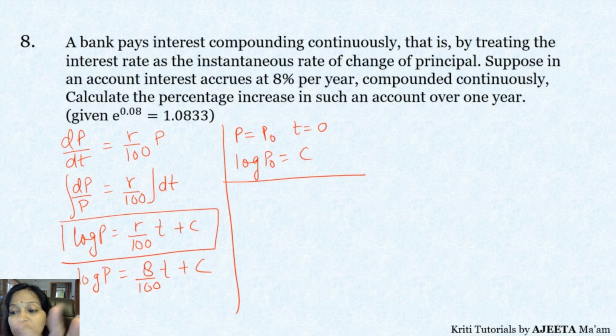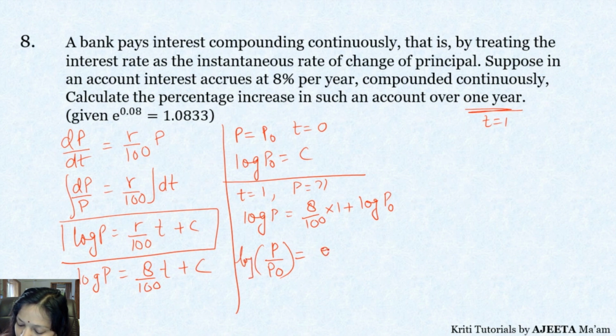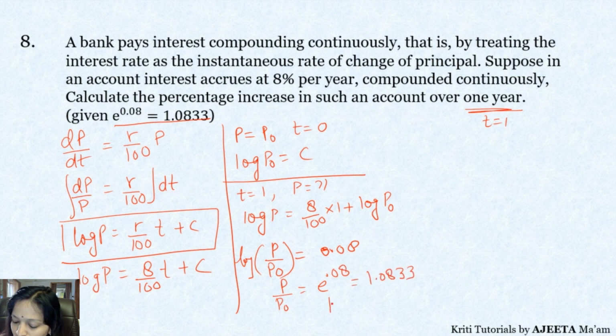Calculate the percentage increase in such an account over 1 year. 1 year means t is 1. So t is 1, we have to find P. So log P is 8 by 100 into 1 plus log P0. Okay, that's what we have been given. So P by P0 will be equal to e to the 0.08. Now see, the exponent value is given to you, so we will change log into exponents. What's the value? 1.0833. So your new P will be 1.0833 times the old P.